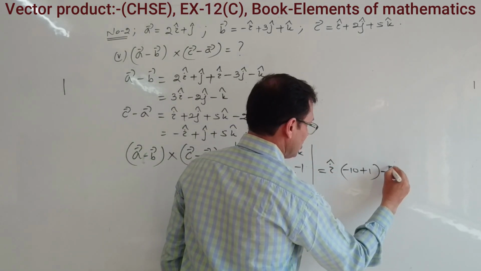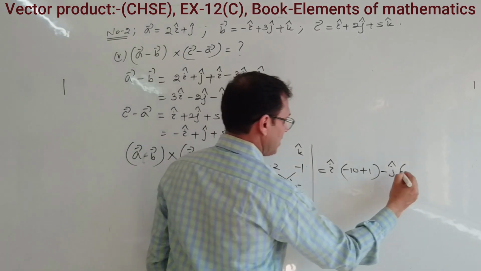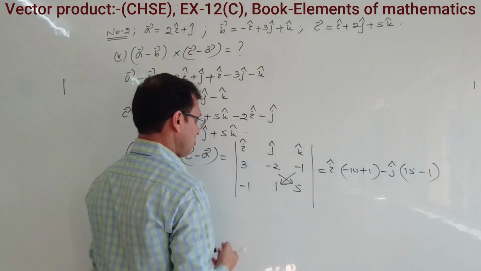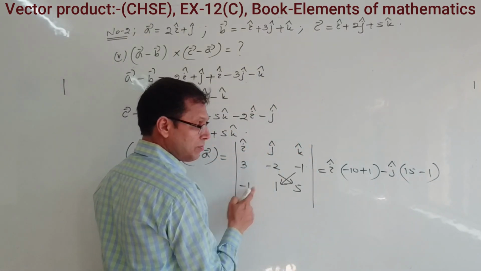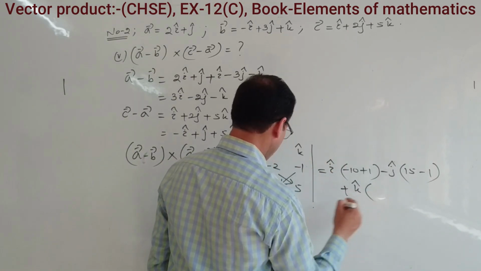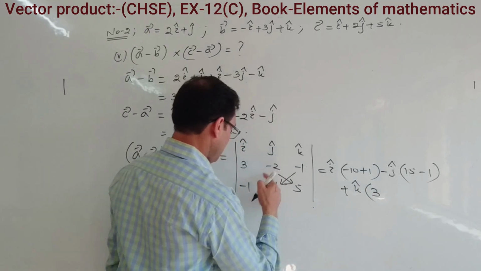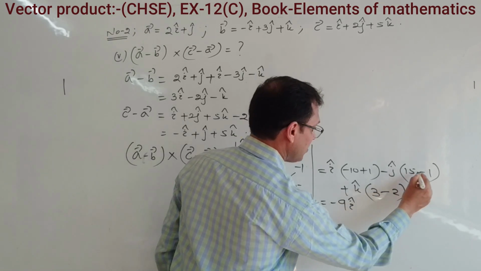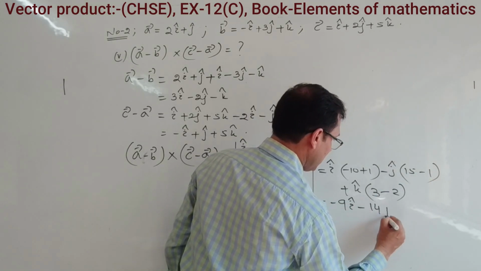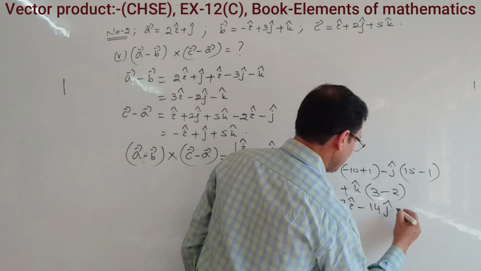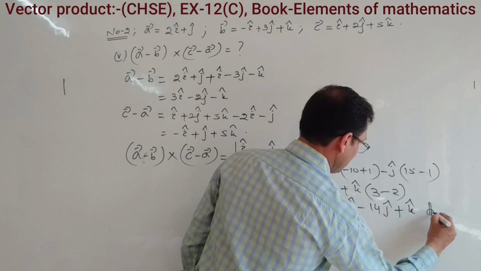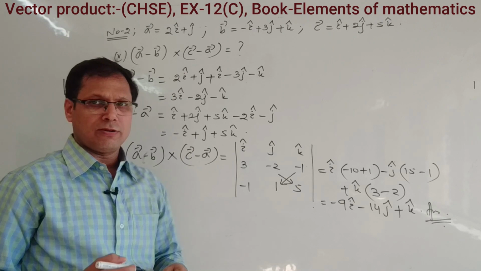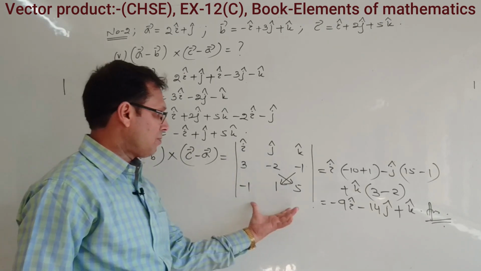Now minus j whole into 15 minus minus 1 into minus 1, that is plus 1, so 15 minus 1. Plus k whole into 3 minus minus 2, that is plus 2. So this is nothing but the minus 9 i cap, 15 minus 1, that is minus 14 j cap, and 3 plus 2, that is 5 k cap. That's your answer. Okay. So easily you can evaluate the cross product or vector product between two vectors with the help of the determinant. Okay.